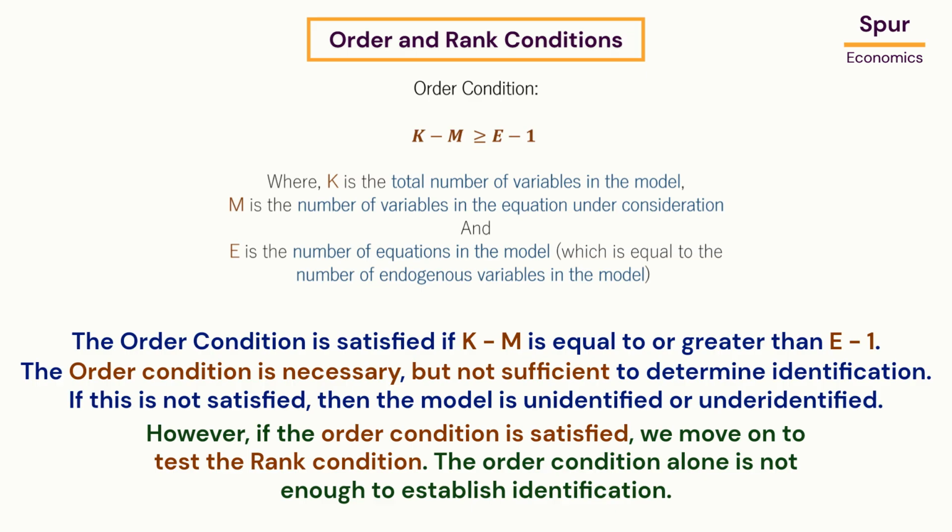Order condition is necessary, but not sufficient to determine identification. If this is not satisfied, then the model is unidentified or underidentified. However, if the order condition is satisfied, we move on to test the rank condition. The order condition alone is not enough to establish identification.